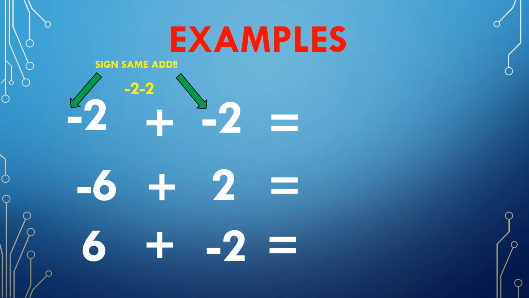In comparison to our final example here, the 6 is positive and the 2 is negative. So it's like saying 6 minus 2 just the same. And because the 6 is positive, this influenced our answer in being positive also.